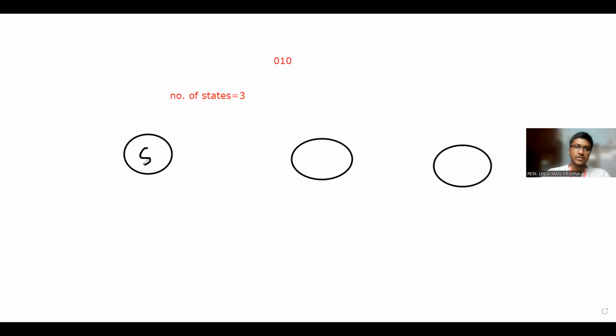So the first one is S0, the second one is S1, and the third one is S2. So here the given sequence contains 3 bits. So I'm taking these 3 states. They are S0, S1, and S2. So I am considering S0 as initial state. S0 is the initial state.